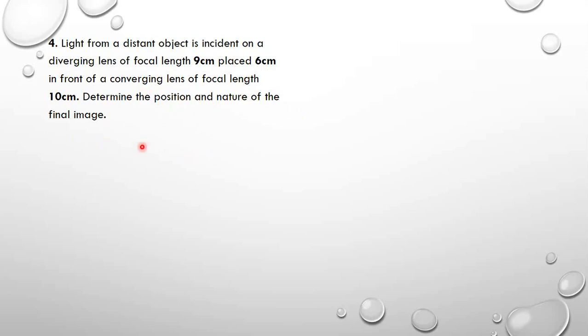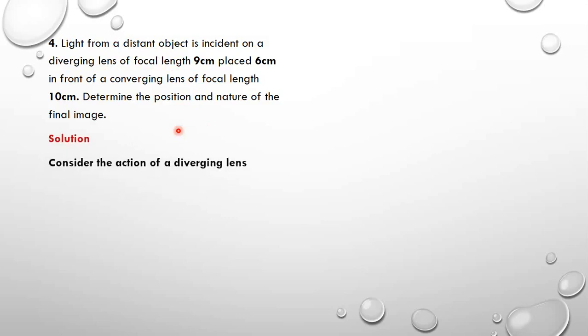So this is quite similar to what I have been looking into, but this is a diverging lens. But even though it is a diverging lens, still, for a distant object, the image is going to be formed at the principal focus. So the image distance is going to be 9 centimeters.